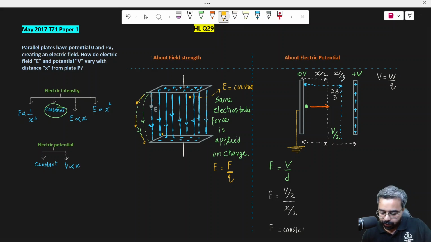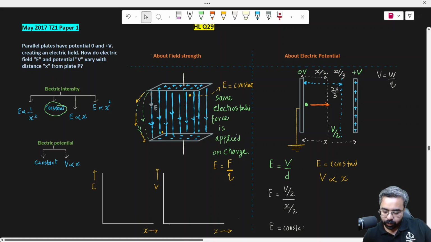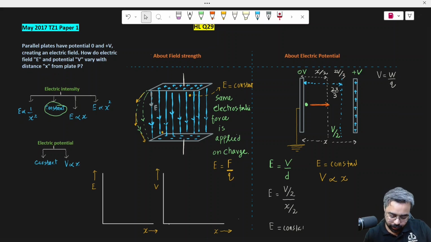So it means that if E is constant, then V is proportional to x. Okay, so just the last thing I want to show you is the results in a graph. The electric field strength does not change, it is constant if all the lines are parallel. And secondly, the potential changes uniformly.